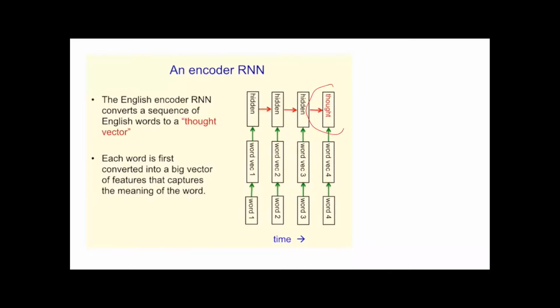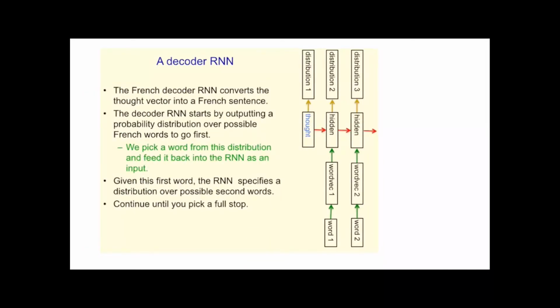So here we have the input into the French decoder network, let's say, and the English word is now a thought vector. And each thought is converted into a big vector of features that captures the meaning of the word. And then time goes on here, and we have a decoder network.